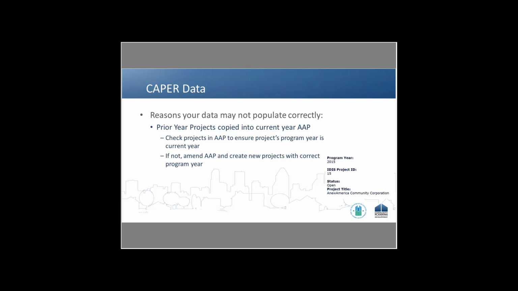Where do you see that? If you open up that project, you'll see the program year. And if that program year is not 2018, you'll want to remove that project and create a new 2018 project. And there is the caveat to that to larger multi-year projects, and we'll talk about that in just a minute. But just for many of the projects that you all have, you'll want to remove those and create a new 2018 project.